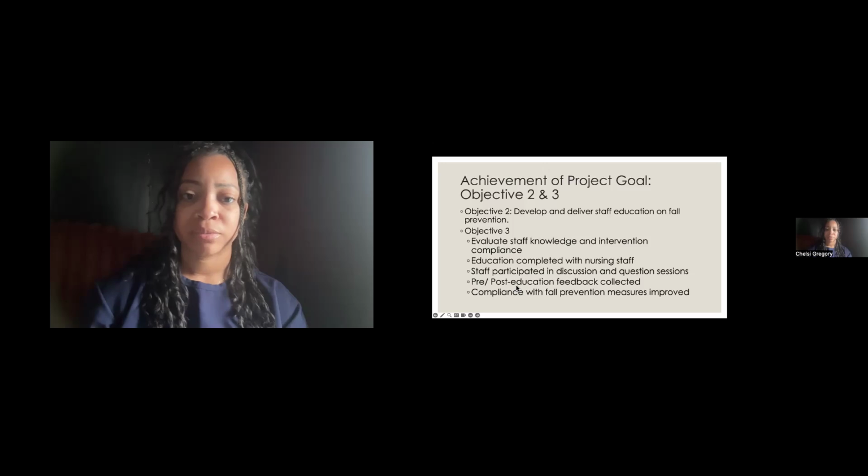Objectives two and three, I developed staff education on fall prevention. And then for objective three, I evaluated staff knowledge on the interventions. I educated nursing staff, like I said, on several different occasions. They did participate in a question and answer session, a discussion session to discuss barriers. For example, one that we really honed in on and identified.